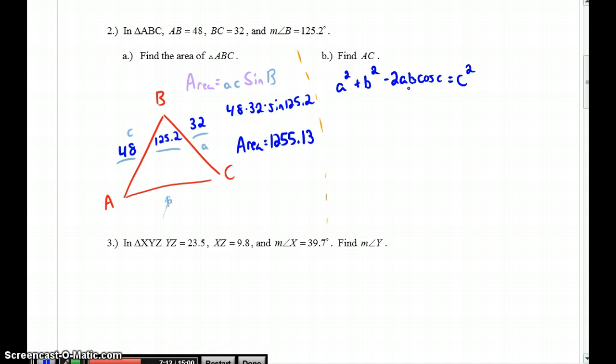Now, we're not using A, B, and C in this like we have it written here. We're just using two sides and the angle in between. It's the same sort of setup for the area formula.